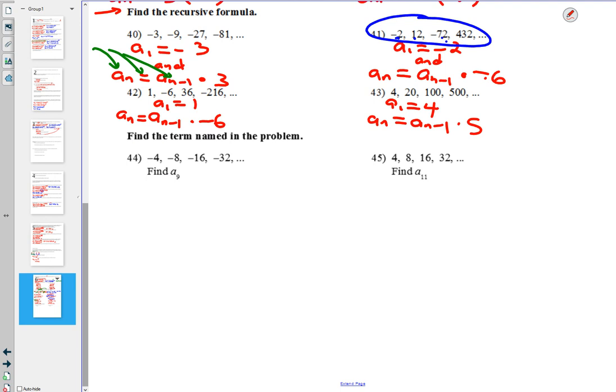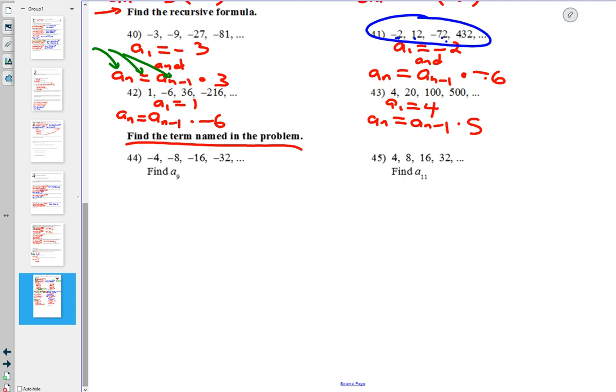Okay, the last two. Find the term that's named. Here, what term do they want you to find? Huh? They want you to find the 9th number. It does not state which way to find it. It does not say to find it explicitly or recursively.